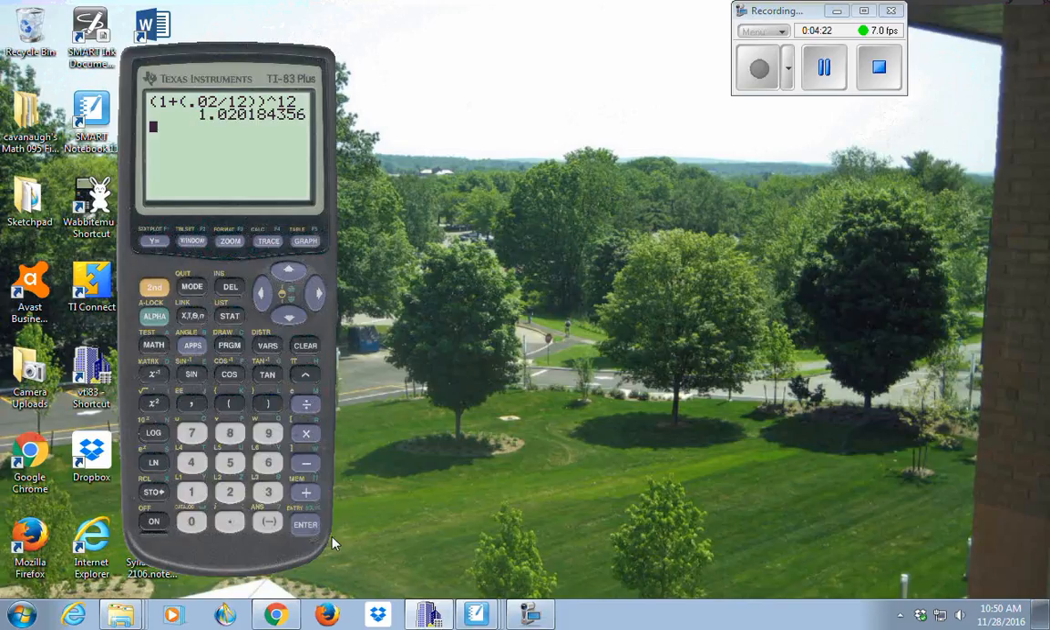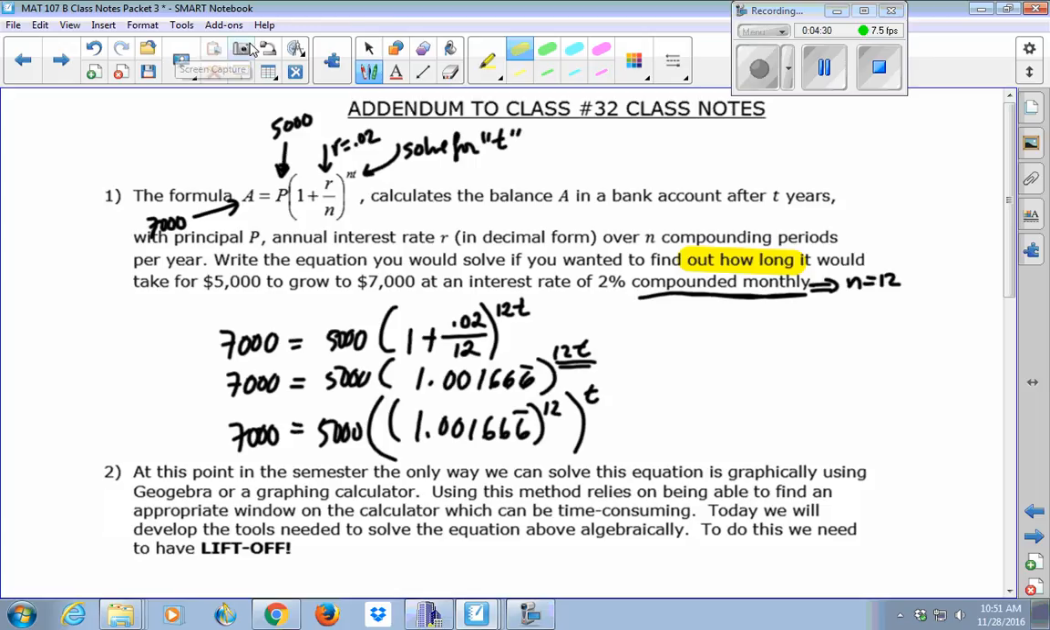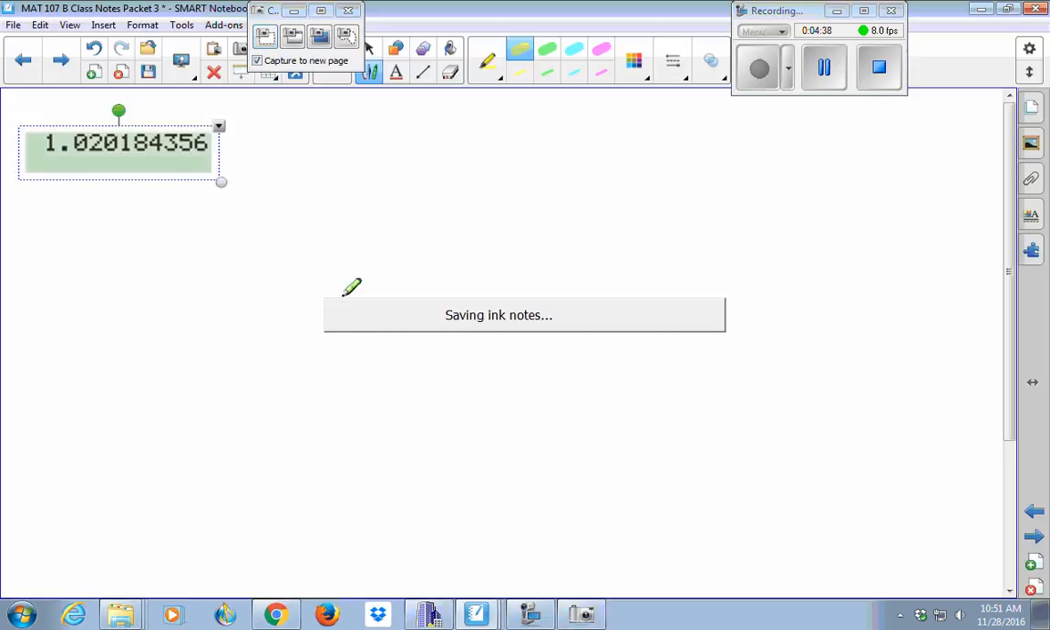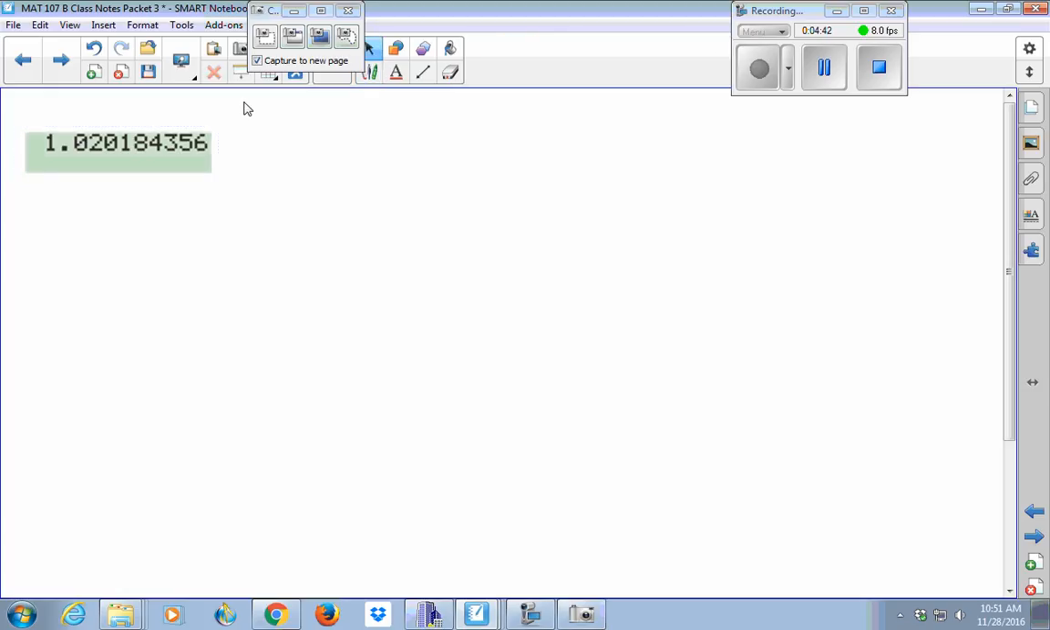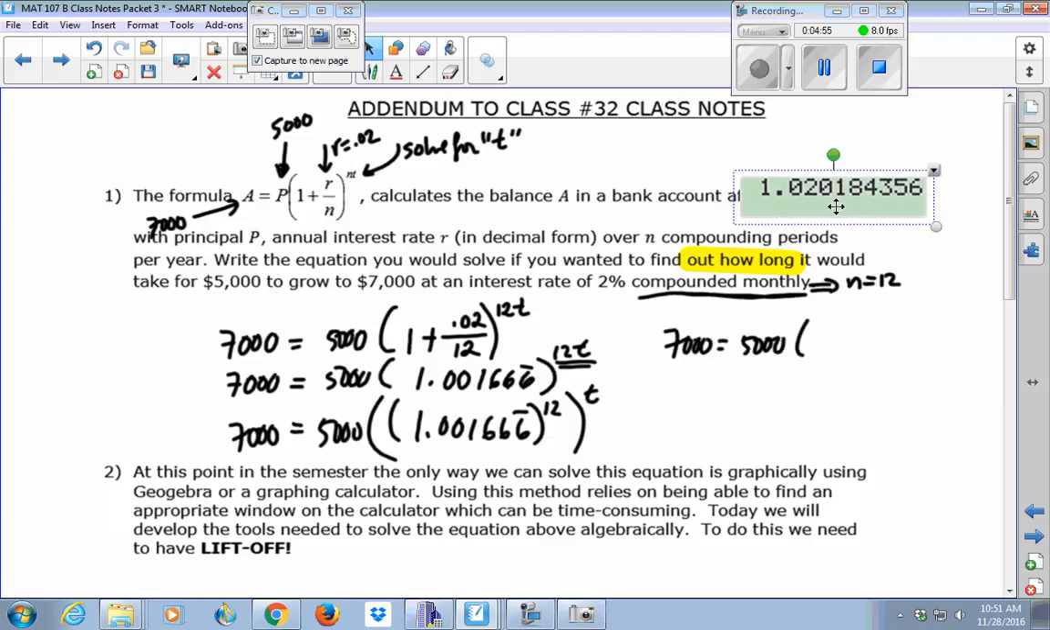1.020184, and so on. Anybody remember that? Let's see. I'll take a picture. All right, so now we get that amount. And let's cut and put that in our little problem. Cut it, and we'll paste it right back here. So now we have 7,000 equals 5,000 times, let's paste that amount in, make it a little smaller, raised to the t.